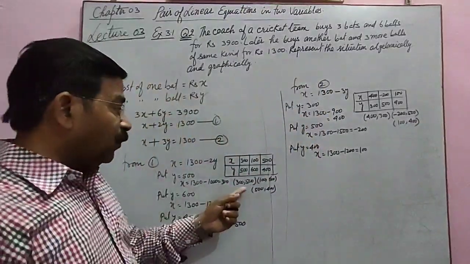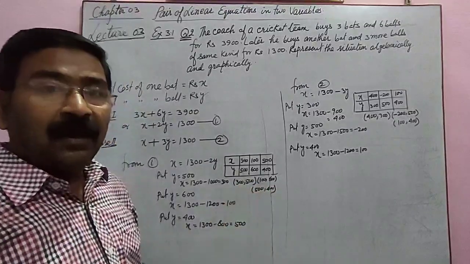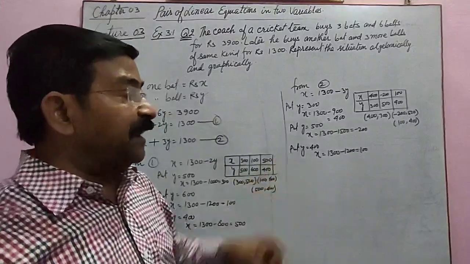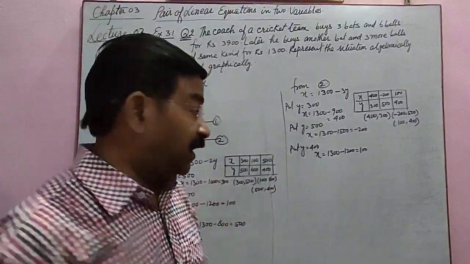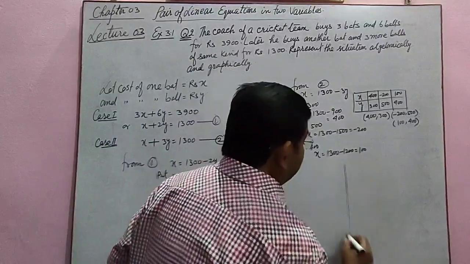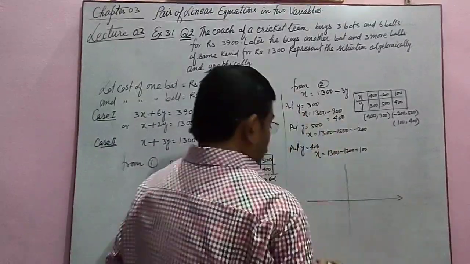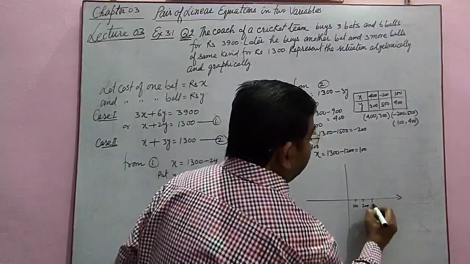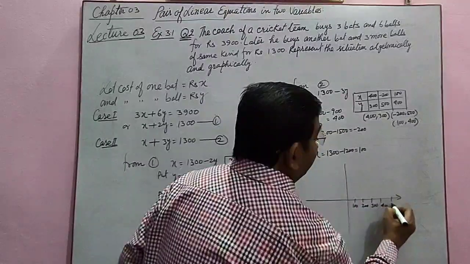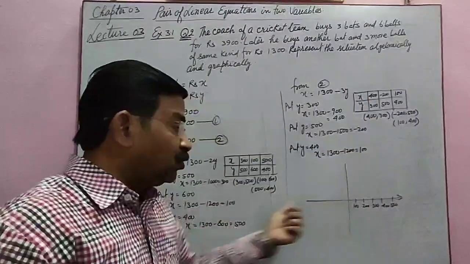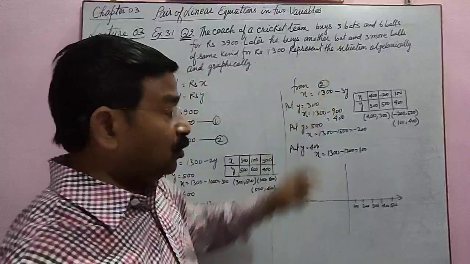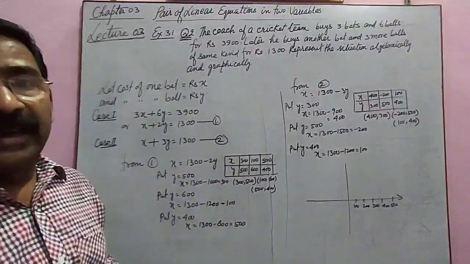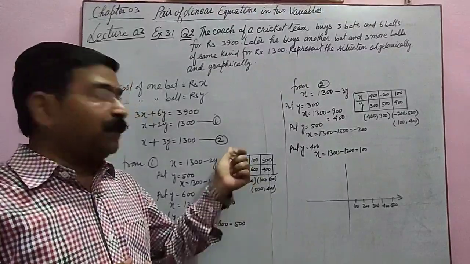Now I have got the points for the two lines and you know how to plot the graph. This time your scale will be of 100 units. You may take it like this: 100, 200, 300, 400, 500 and so on. This side also minus 100, minus 200, and so on. Take the points and plot the graph. It doesn't matter what the answer is, you just have to plot the graph. So you can practice yourself.